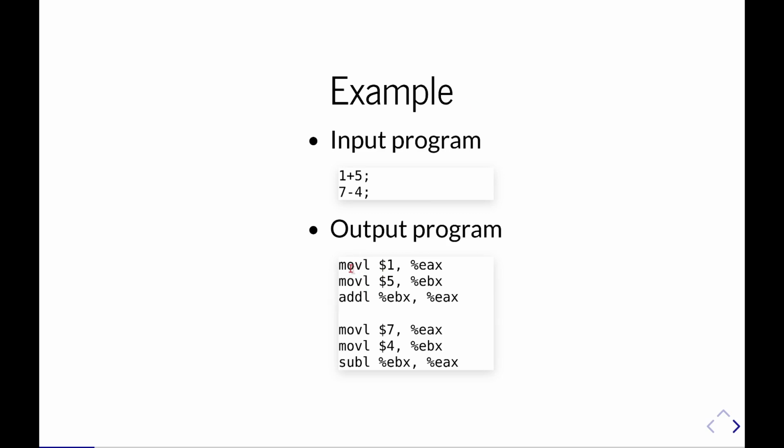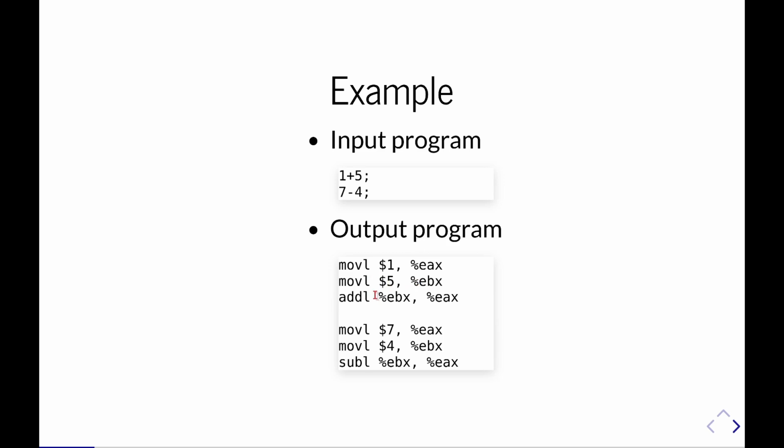But similar idea to MIPS. All this is doing is moving the immediate value, the constant 1, into this register. This is the EAX register. And then we're moving a different immediate value into the EBX register. And then we're running add.